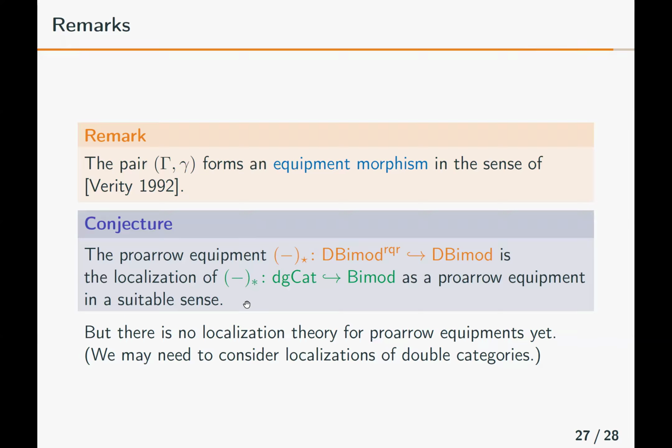However, at present, there does not seem to be a localization theory for pro-arrow equipments. So first we would need to develop such a theory. And also, equipments can be described as special double categories. So we may need to consider localizations of double categories. This is future work.